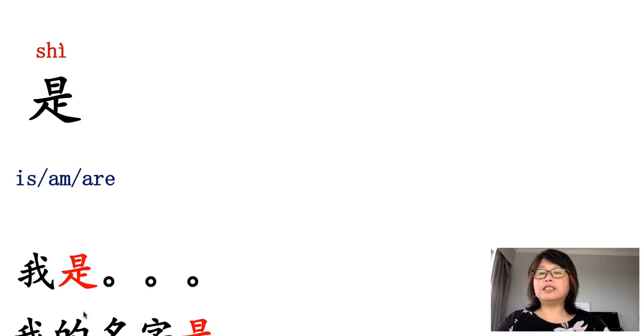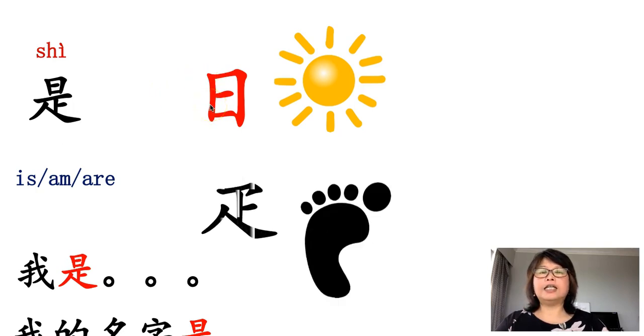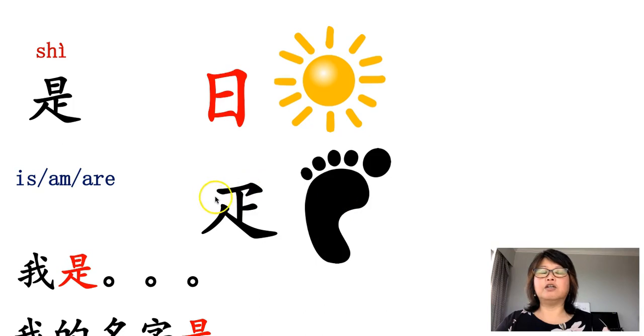And this is 是, also a linking word. At some stage we can say it is, or am, or are, but it's not always is, am or are. Break this up. On the top, 是 is the sun. Underneath is the foot. So we're walking towards the sun, and we use it as a linking verb. For example, 我是 Matthew, I am Matthew. 我的名字是 Matthew. My name is Matthew.